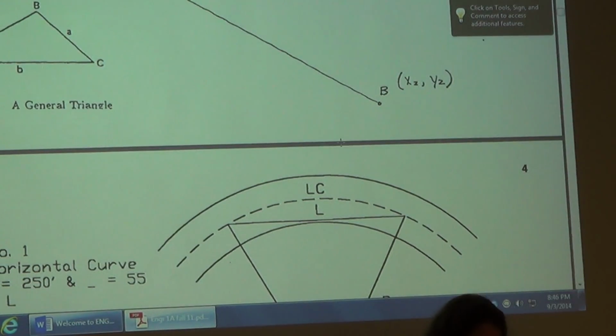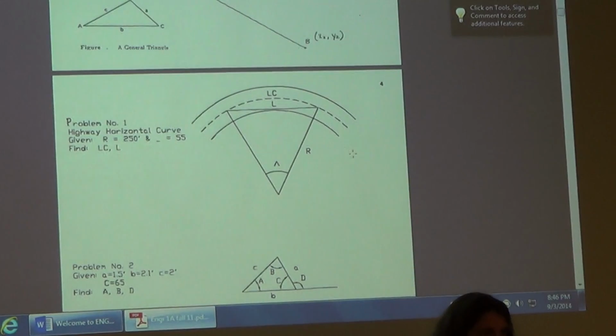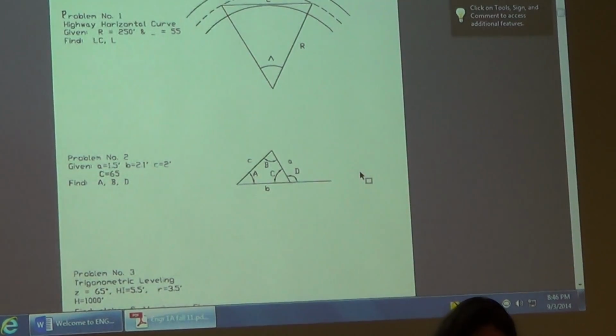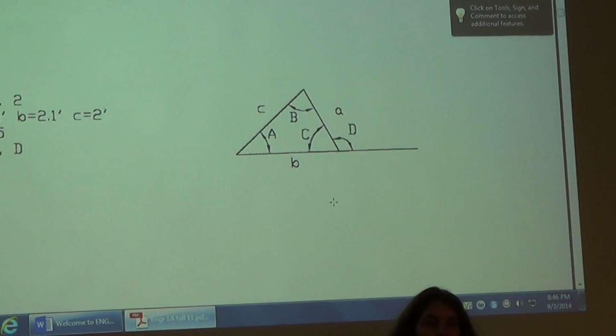So now I want to do some problems, and you can work in teams if you'd like. Let's do problem 2 first. Problem 2 is in your packet. Where it says capital C is equal to 65 degrees. So C is equal to 65 degrees.